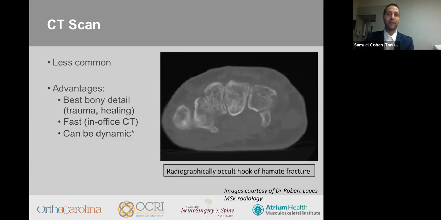They can also be done very quickly. Certain clinics or office settings have their own CT scanner in the office that you can use the same way you would get an x-ray for distal extremities. This image here demonstrates a hook of the hamate fracture that was occult on x-rays. Perhaps the greatest advantage of the CT scan is that it can be used as a dynamic study. Essentially, the ease and speed of obtaining the images allows us to obtain the same CT with the wrist in different positions, or compared to the contralateral side.